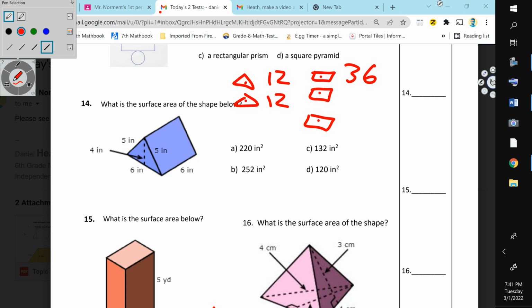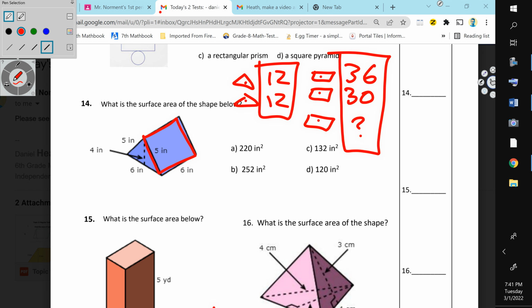The right side roof is 5 by 6. And the left side roof, you're going to have to do that on your own. It's the same thing as the one I just wrote down. And then you're going to take these numbers and these numbers, add them together, and it's going to be A, B, C, or D.